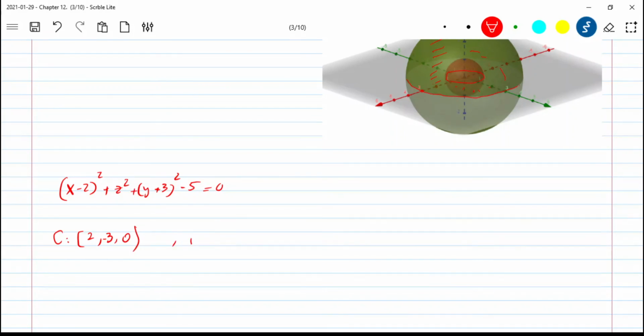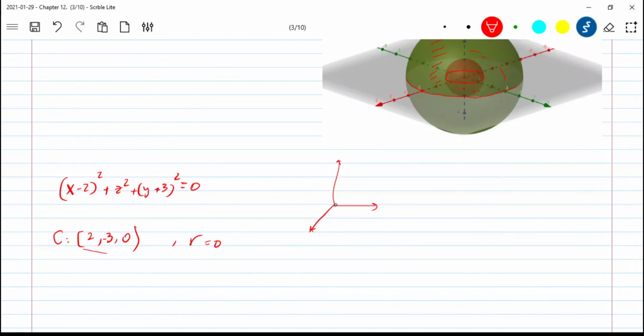And the radius, what is the radius? You can move this constant to the other side and say, okay, this basically is the same as saying equal to 5. Radius is not 5, but square root of 5. This is supposed to be r squared, so the radius would be square root of 5. And if it was, instead of 5, if it was 0, what does that represent? Radius 0 means you just have a point. Where is that point? That point is exactly at the center.